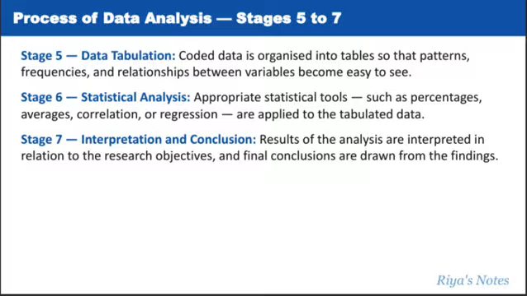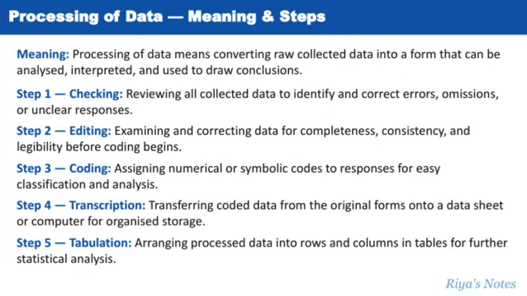Stage 7, Interpretation and Conclusion. Results of the analysis are interpreted in relation to the research objectives, and final conclusions are drawn from the findings. Processing of data, meaning, and steps. Meaning. Processing of data means converting raw collected data into a form that can be analyzed, interpreted, and used to draw conclusions. Step 1, Checking.